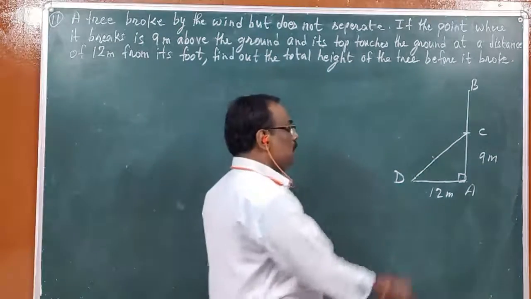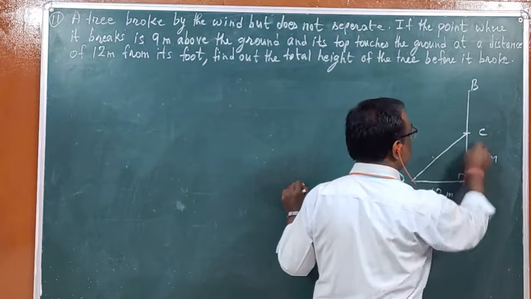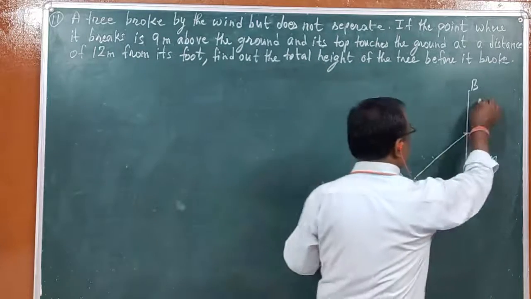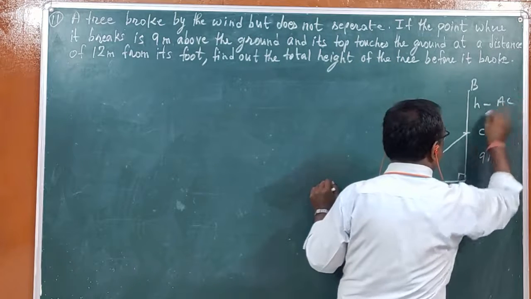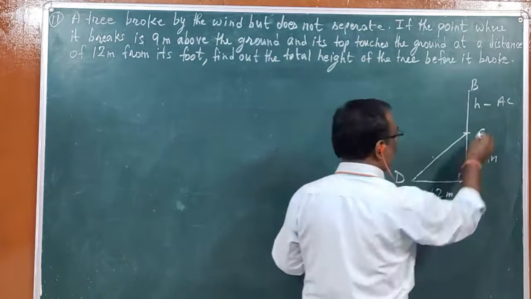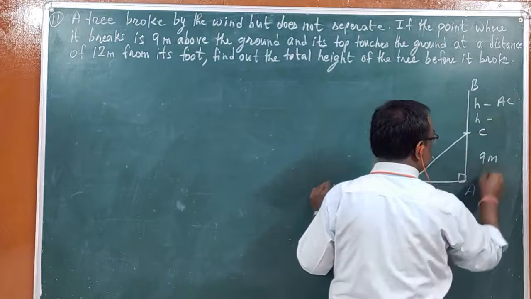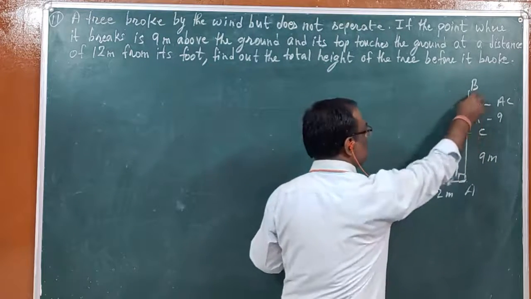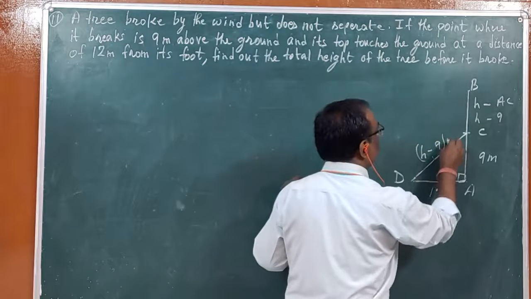So what will be the length of this C and B? We already know this one, A and C. So total height I have taken h. So what I will do, from h, if I minus AC, I will get the height of the rest of the part, that is B and C. Or we can write like this, h minus AC, we already know 9. So this will be the height of C and B. So here we can write h minus 9 meter.